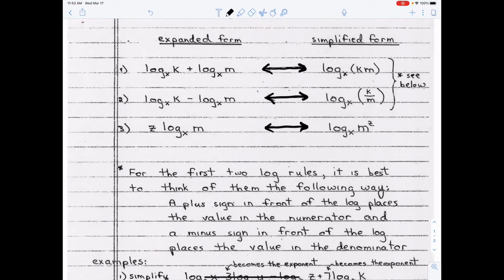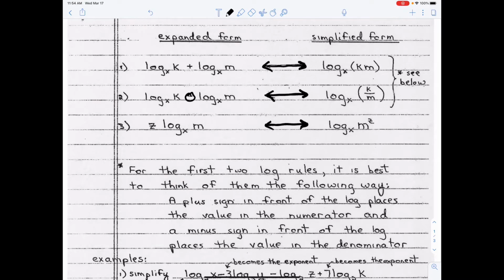So notice here on the first example, what's the sign out here in front? It's plus. That's why the k is in the numerator, because this is like k over 1. Okay, what's the sign in front of the second log? It's a plus. That's why the m goes in the numerator also. So it's k times m. Notice on the second example, though, there's a plus, because it's positive, in front of the first log, so the k goes in the numerator. And there's a minus in front of the second log, and that's why the m goes in the denominator. And that's the way you should think of it. A plus in front of the log makes the value go in the numerator. A minus in front of the log makes the value go in the denominator.